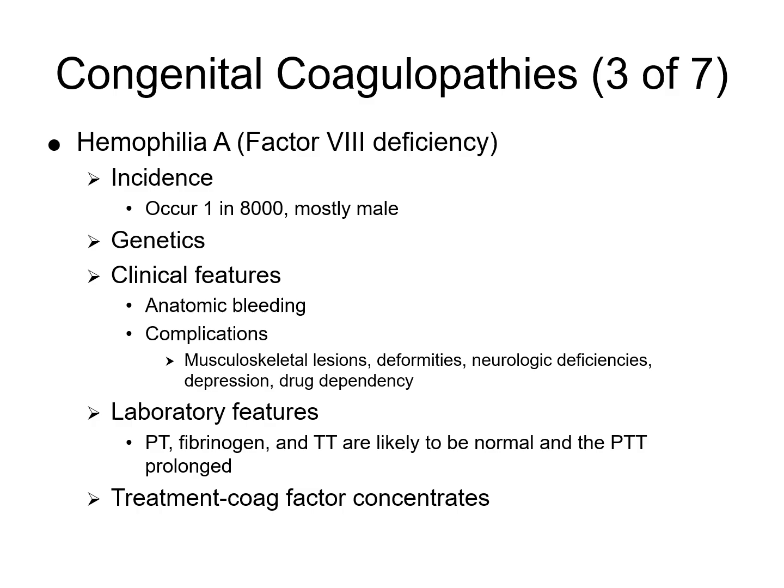It causes deep tissue bleeding, especially into joints and muscles. The PTT is prolonged while PT and fibrinogen are normal. It is treated primarily with factor VIII replacement therapy. Inhibitors may complicate treatment.